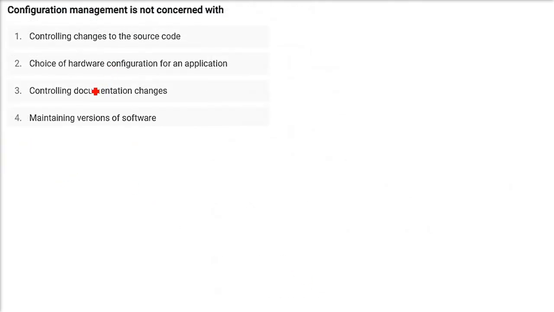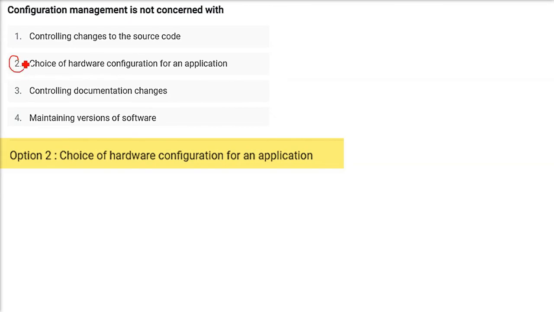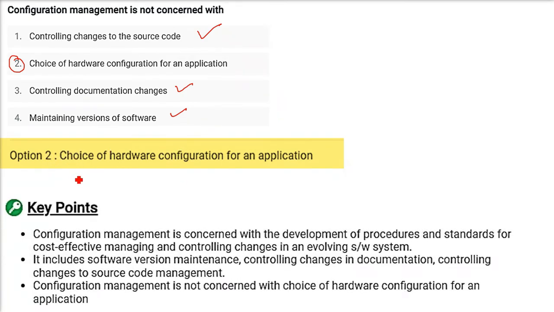Configuration management is not concerned with which one? Configuration management is all about controlling the change, and there is auditing, version control, so many things going on. So the choice of hardware configuration for an application is not part of it. Controlling changes in the source code is there. Controlling documentation changes. Maintaining versions of the software, that is version control. And there are so many activities. We actually have nowadays software configuration management tools.